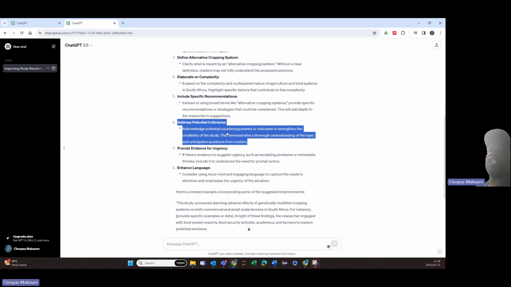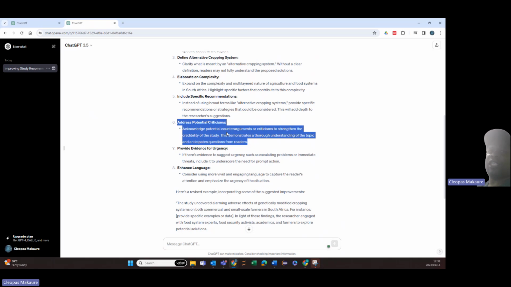Provide evidence of urgency. If there is evidence to suggest urgency, such as accelerating problems or immediate threat, include it to underscore the need for prompt action. It did not say, yes, there is a need for urgency. In my study, there's a need for urgency, because if you don't do that, look at what's happening in the world of GMO cropping system. I'm not here to talk about that, but it's really something that you do not want to hear. So there is urgency, and I need to provide that evidence, which I can go and copy and come here and add as a footnote.